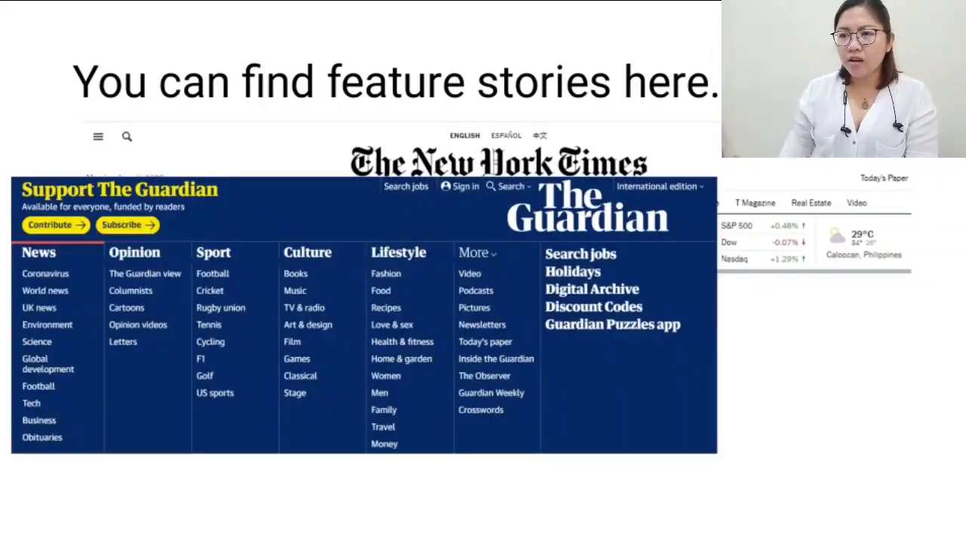In the same way, in The Guardian, you can find feature stories under sports. They feature football, cricket, rugby union, and so on. Under culture, they also have books, music, TV and radio, arts and design, film, games, classical, and stage. Under lifestyle, they have the same. And look at other features. They have video, podcast, and pictures.